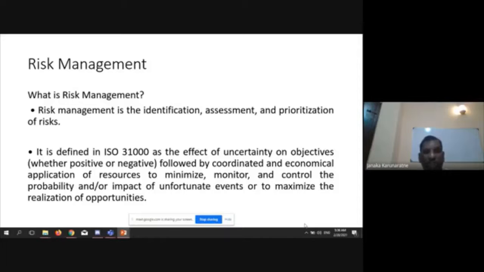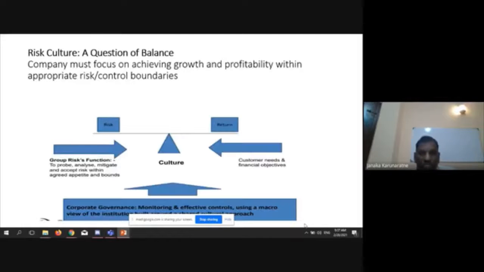So now let's look at risk management. I think we already discussed what risk management is. We started by saying risk management is the identification, assessment, and prioritization of risk. Now, as per ISO 31000, it is defined as the effect of uncertainty on objectives, whether positive or negative, followed by coordinated and economical application of resources to minimize, monitor, and control the probability and/or impact of unfortunate events, or to maximize the realization of opportunities. So how do the two intersect?